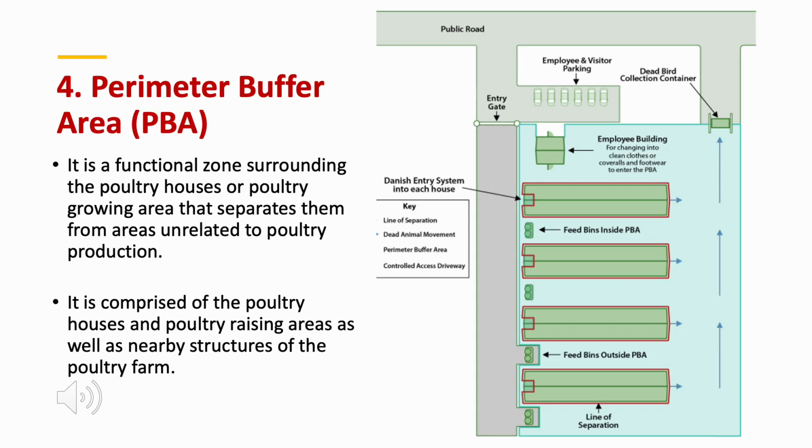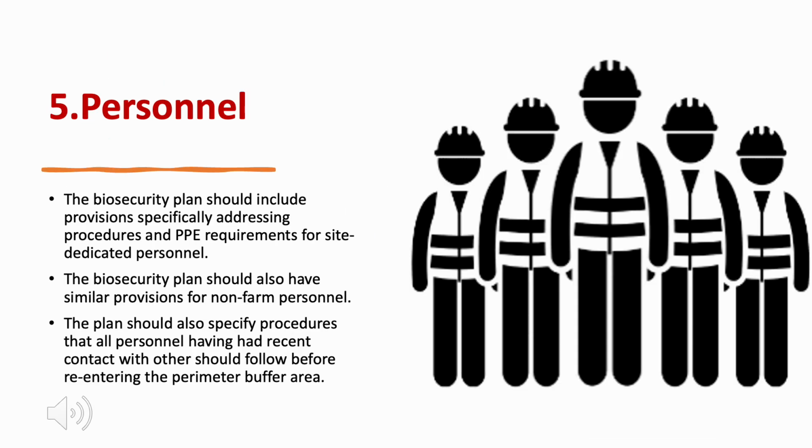4. Perimeter buffer area, PBA. It is a functional zone surrounding the poultry houses or poultry growing area that separates them from areas unrelated to poultry production. It is comprised of the poultry houses and poultry raising areas as well as nearby structures of the poultry farm.